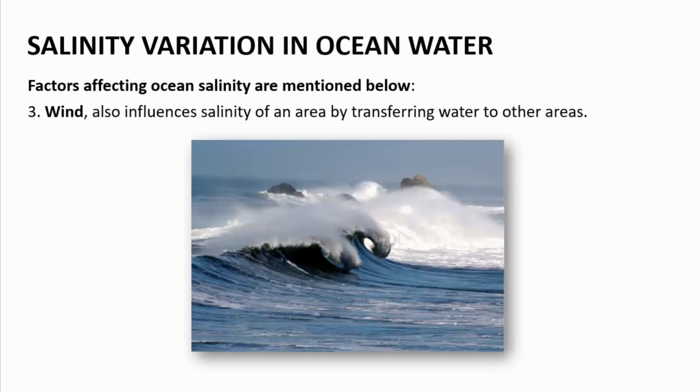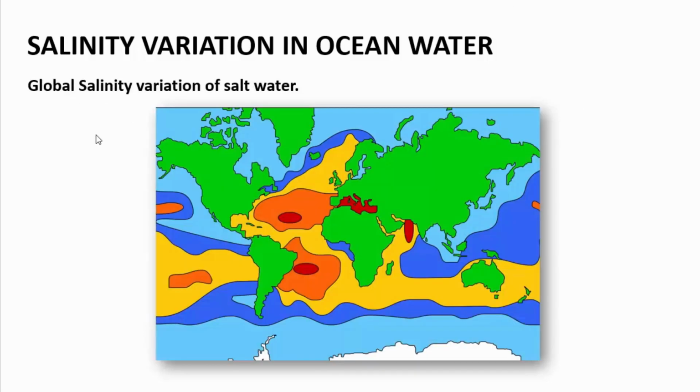The next in our list is the winds. So winds also influence the salinity of an area by transferring water to other areas. We all know. The next in our list is salinity variation in the ocean, and we'll see the global salinity variation of salt water. Now I'll explain with the help of this figure how the global salinity is affected all across the world in the oceans.